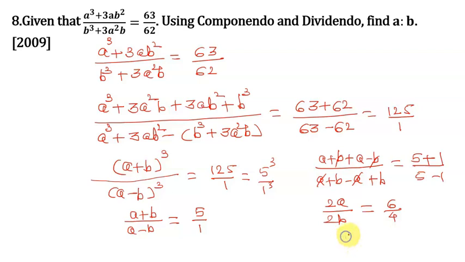And next, this again 2 get cancelled. You will get here a upon b. If we simplify this, then you will get here 3 upon 2. And hence a is to b is equals to 3 is to 2. And this is the answer. Okay.